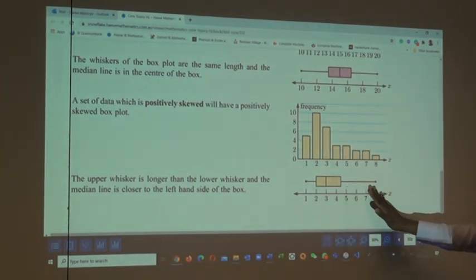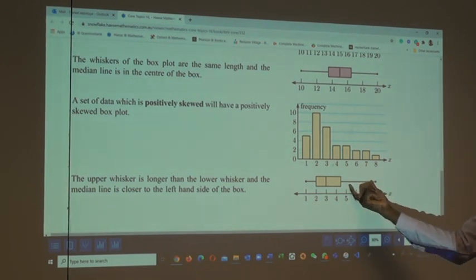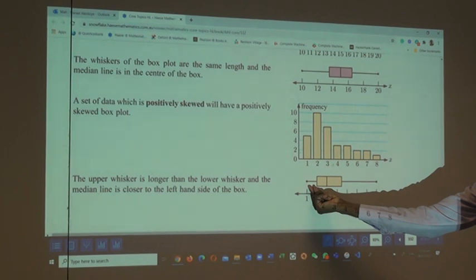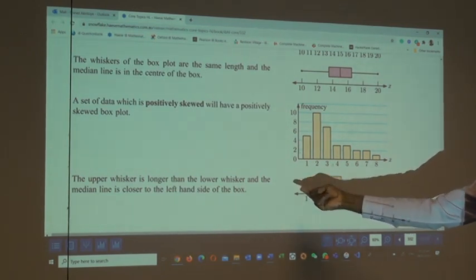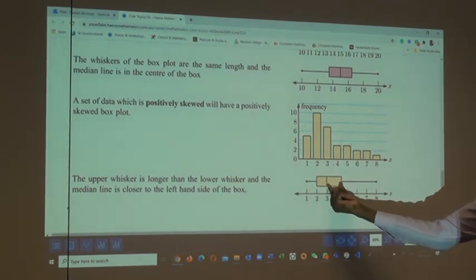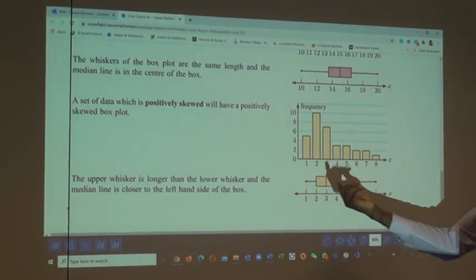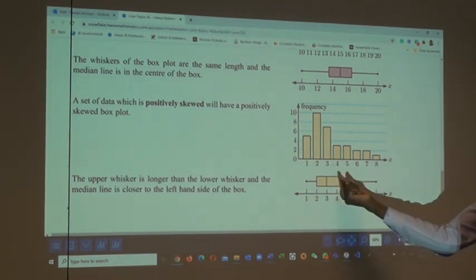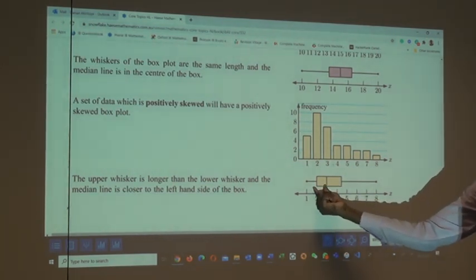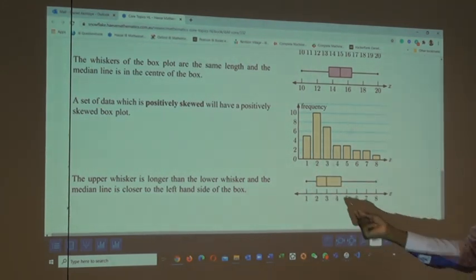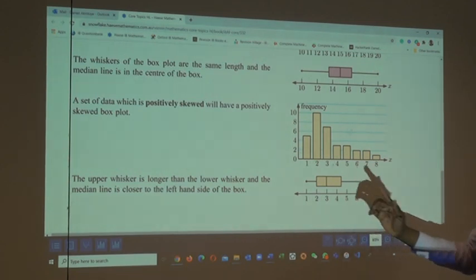Now this is what the box plot will look like. The whisker on the right will be greater than the one on the left. Okay? Can you see that? And the median line will be closer to this one. So it's like there is a lot of space here towards the right. If it is the other way around, which is the negative scale, there will be a lot of space on this side. So between the lower quartile and the median will be greater than between the median and the upper quartile for the negative scale.